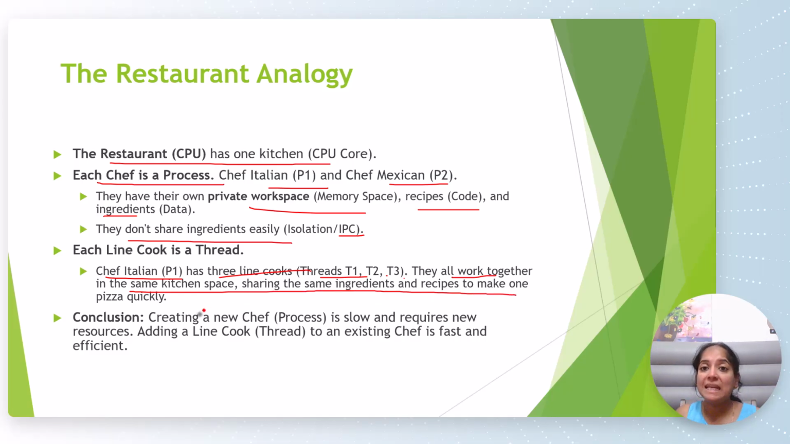So, creating a new chef, like hiring a new chef with his own specialization, own resources, own private workspace, is difficult. It is a slow process. But if you want to have a line cook, that is an easy process. So creating a thread is easier and lighter weight compared to creating a process, because a process requires all of its own resources.